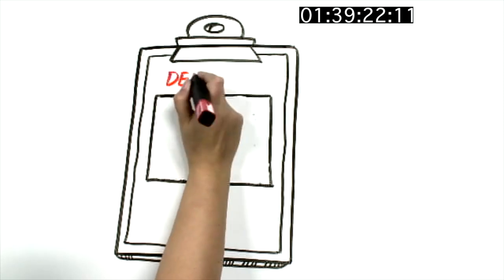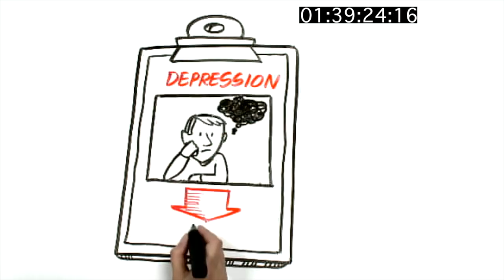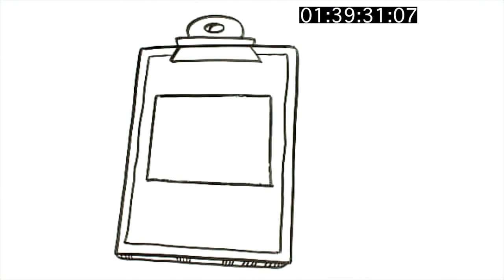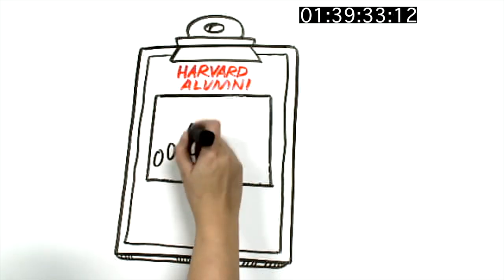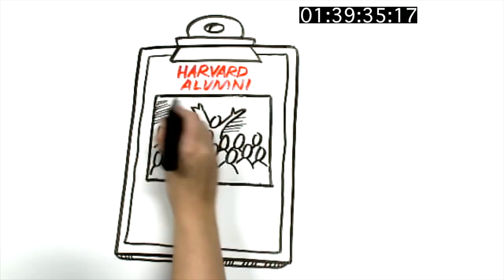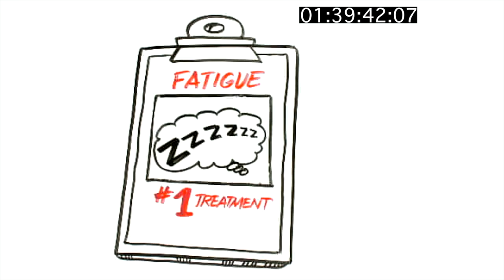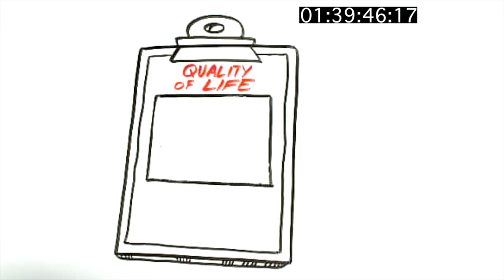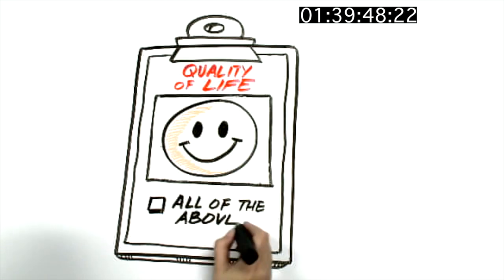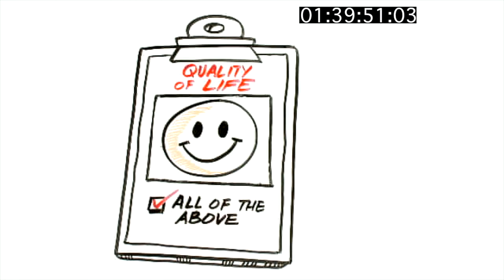Patients suffering from depression, 30% were relieved with low dose, and that bumped to 47% as we increased the dose. Following over 10,000 Harvard alumni for over 12 years, those that had the intervention had a 23% lower risk of death than those who didn't get the treatment. It's the number one treatment of fatigue, and of course, the kind of outcome of choice there, my favorite outcome is quality of life, which is really all of the above and really about making your life better. And this treatment has been shown over and over again to improve quality of life.